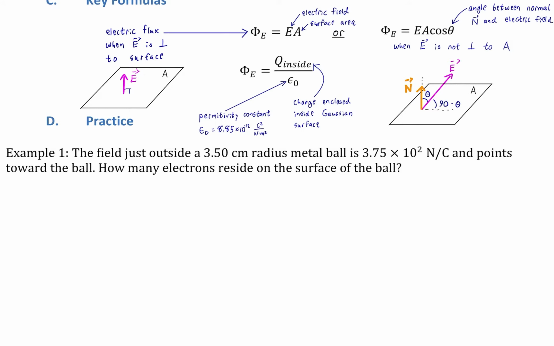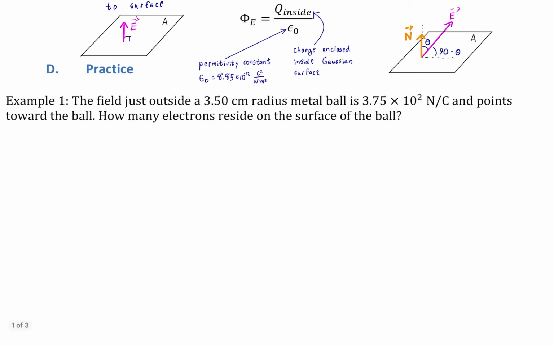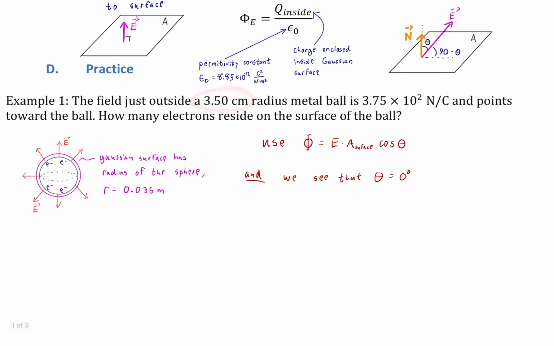Okay. So example 1: the field just outside a 3.5 centimeter radius metal ball is, well, 375 newtons per coulomb, a weak field actually, and points towards the ball, okay? So the direction of the field is pointing inwards. How many electrons reside on the surface of the ball? Okay, so just outside. So what's the picture here?